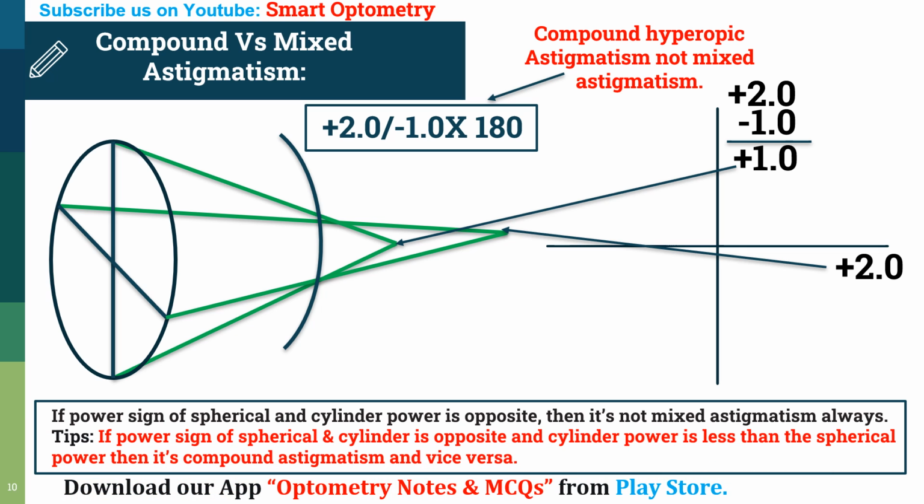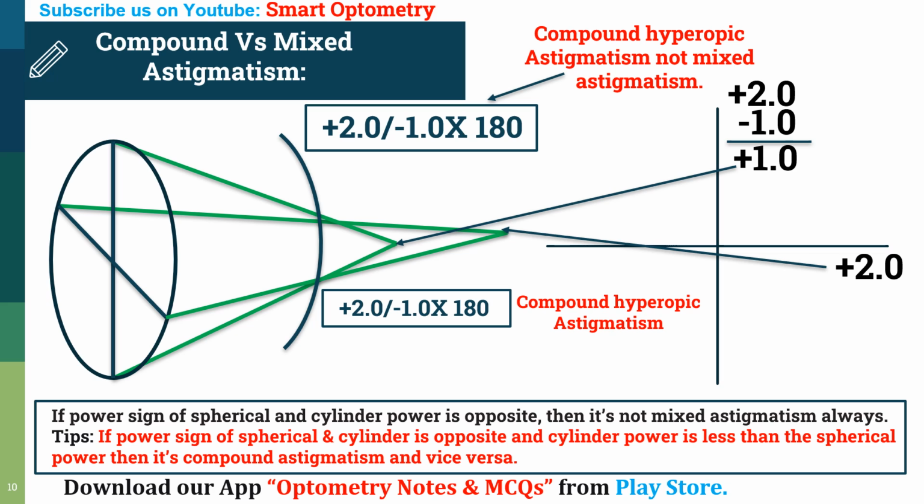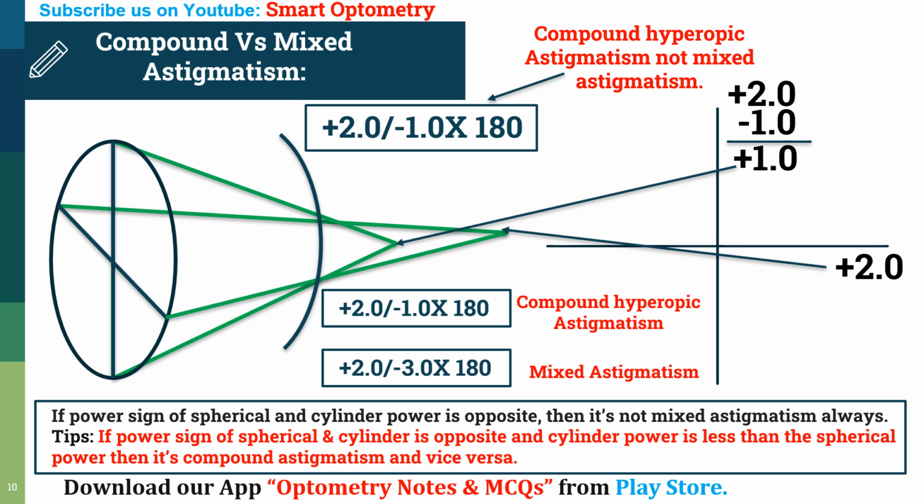An easy tip to differentiate between compound and mixed astigmatism is, if the power sign of spherical and cylindrical power is opposite and cylindrical power is less than the spherical, then it will be compound astigmatism. And if the power sign of spherical and cylindrical power is opposite and cylindrical power is more than the spherical power, then it will be mixed astigmatism.